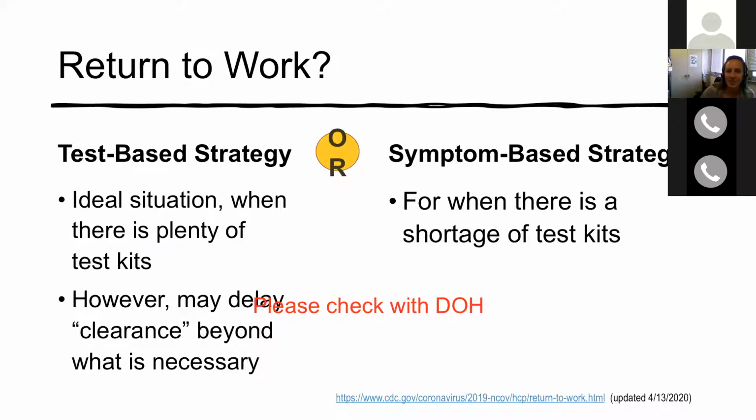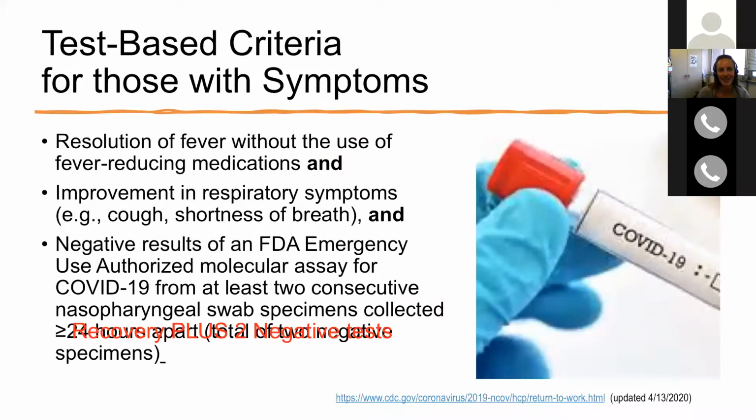So same question for healthcare workers. When can they return to work? Test-based strategy versus symptom-based strategy. Next slide, please. Test-based criteria for those with symptoms, it's the exact same slide we showed before: resolution of symptoms, resolution or improvement in respiratory symptoms, and 2 negative tests collected at least 24 hours apart. Next slide, please.